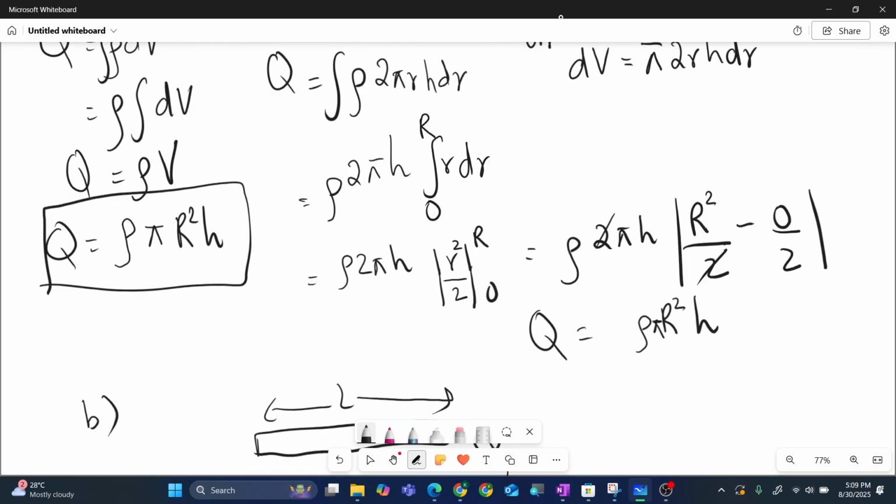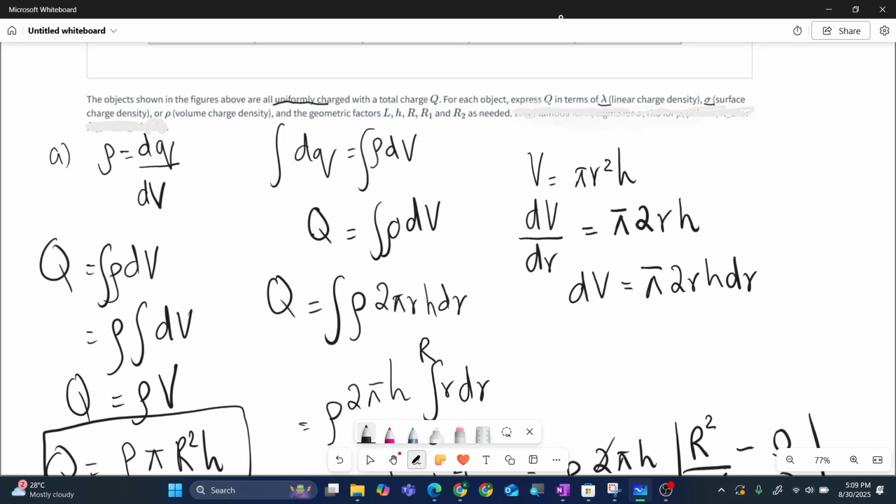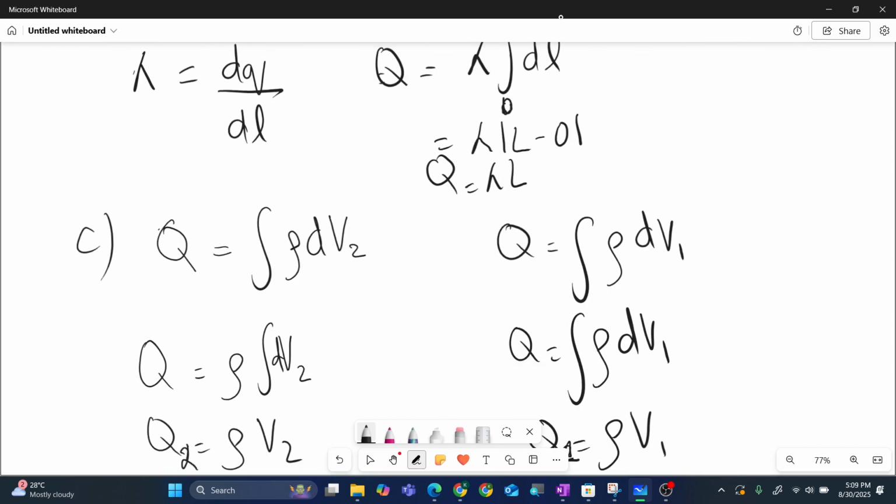Now the next case here is of a solid sphere with radius r. I think it's the D part, yeah. So, a solid sphere with radius r. Okay, have a go at this one.